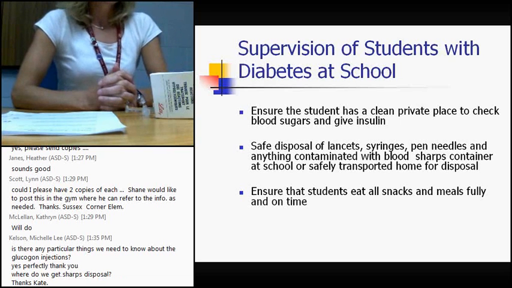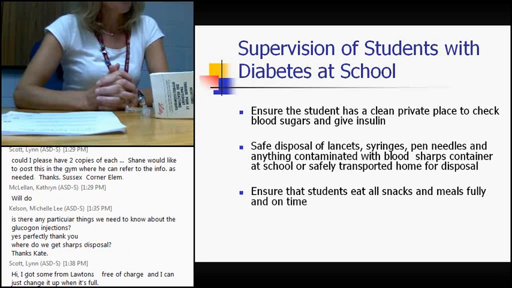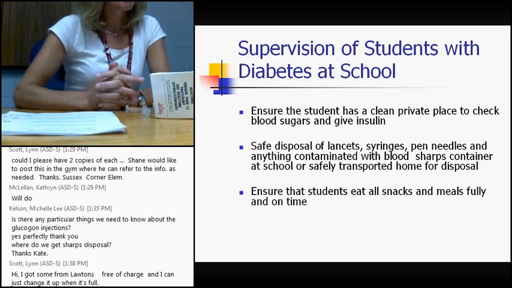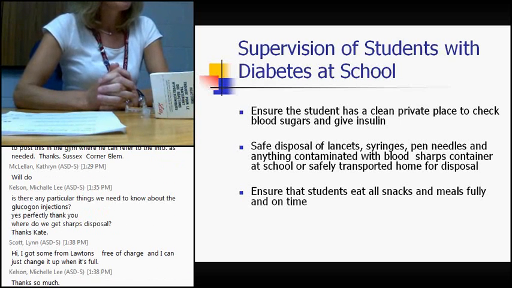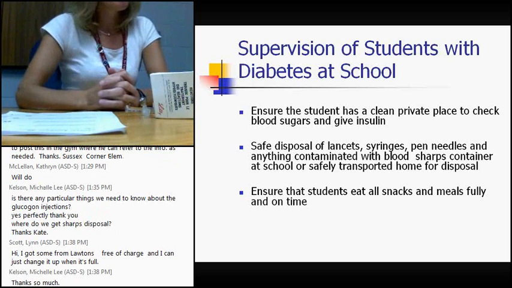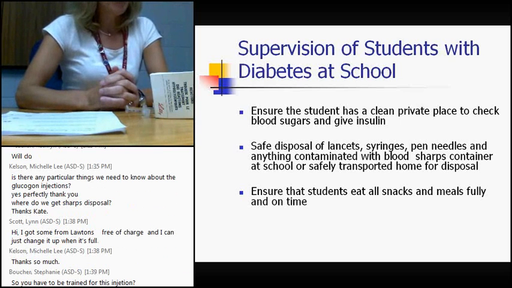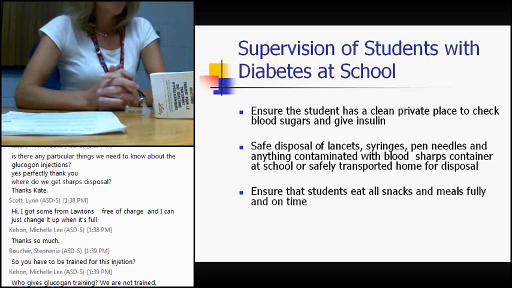Okay. So, just in conclusion, supervision of students at school. Ensure the students have a clean, private place to check their blood sugar and give their insulin. Safe disposal of lancets, that's the little sharp part that they're using to test their blood sugar. Their pen needles and anything contaminated with blood should go in the sharps container at school, or some children would carry little containers in their kits and bring those home with them. Ensure that students eat all their snacks and meals fully and on time.